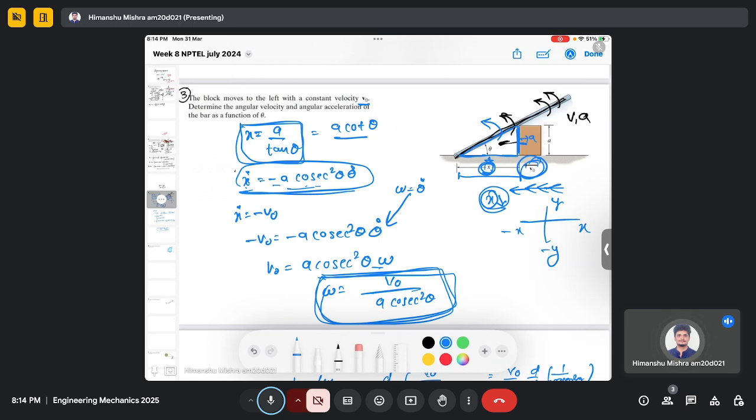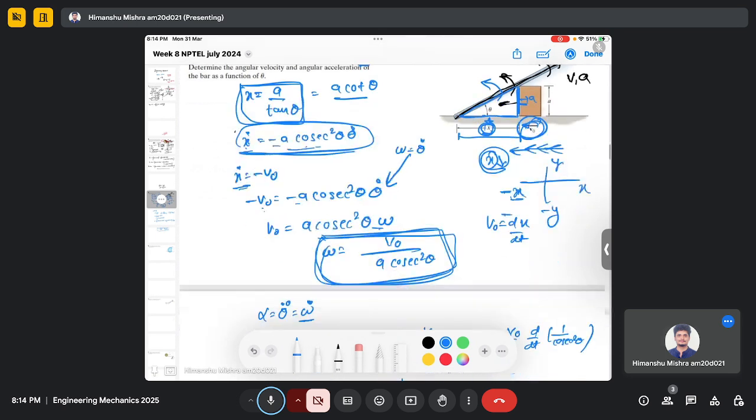So this should be equal to x dot, because x is changing in the same manner, with the same velocity as v naught. So my v naught will be dx by dt. So x dot is v naught, it's a minus because my v naught has a minus sign, it is moving in the minus x direction. So x dot will be minus v naught, and this minus v naught will be minus a cosec square theta omega. So from this expression you can write down the expression of omega, which is v naught by a cosec square theta.